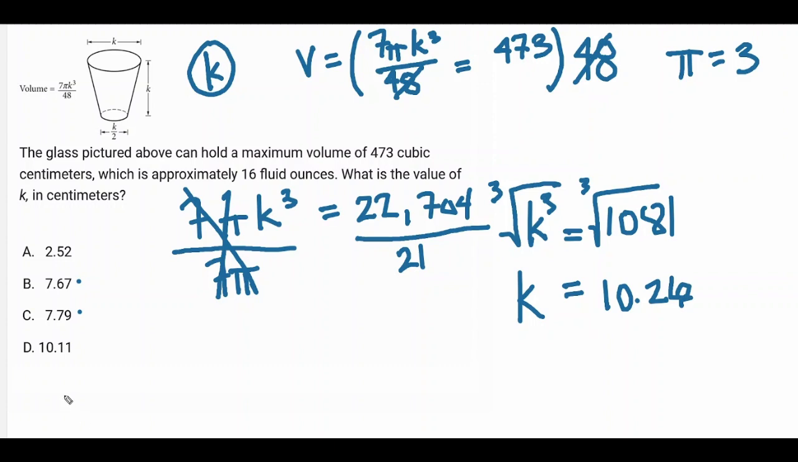Looking at the answer choices, the only one that's remotely close to 10.26, if I ballparked, is D. And once again, I remind you, if you know how to work through with pi in your calculator, more power to you.